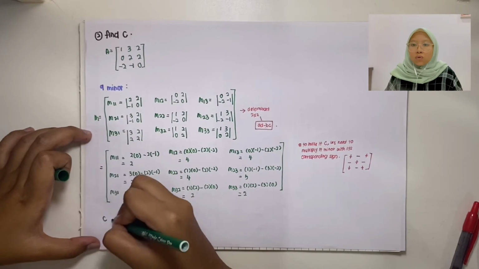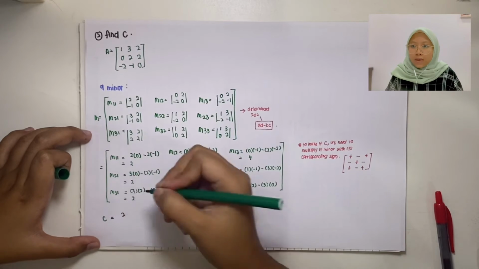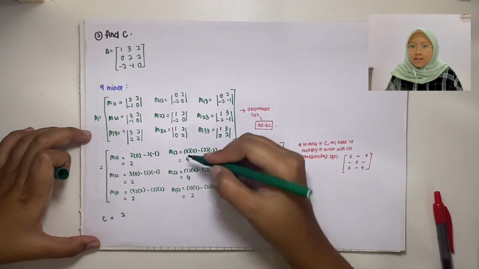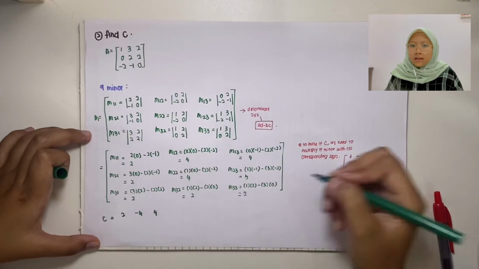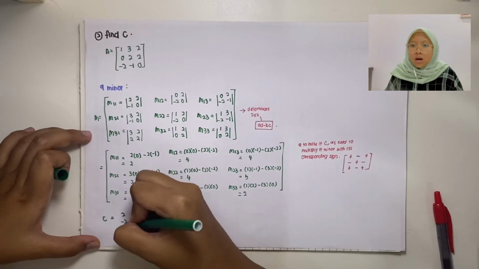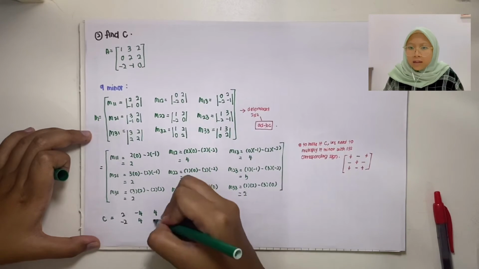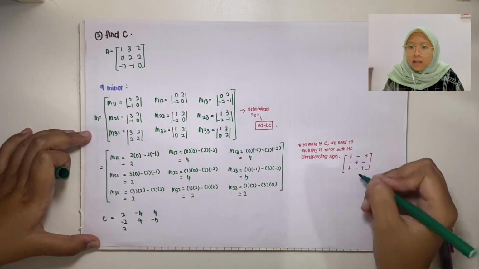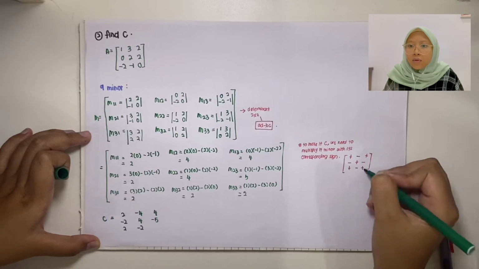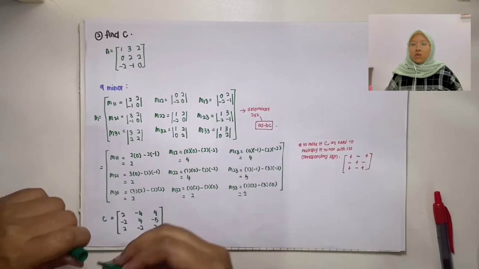So C equal to positive multiply with 2 is 2, negative multiply 4 is negative 4, positive multiply 4 is 4, negative multiply 2 is negative 2, positive multiply 4 is 4, negative multiply 5 is negative 5, positive multiply 2 is 2, negative multiply 2 is negative 2, positive multiply 2 is 2. So this is the cofactor.